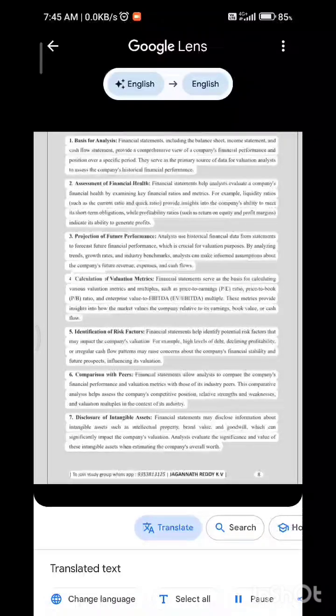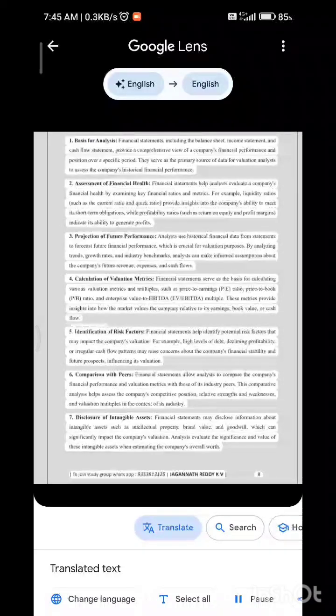4. Calculation of valuation metrics. Financial statements serve as the basis for calculating various valuation metrics and multiples, such as price to earnings, P/E, ratio, price to book, P/B, ratio, and enterprise value to EBITDA, EV/EBITDA, multiple. These metrics provide insights into how the market values the company relative to its earnings, book value, or cash flow.